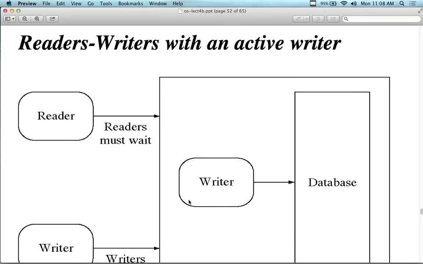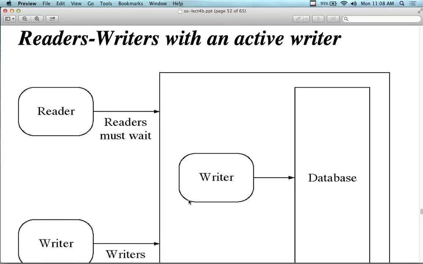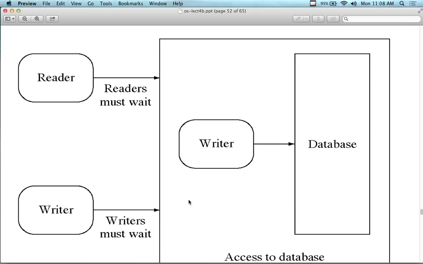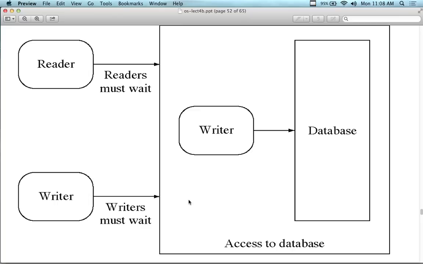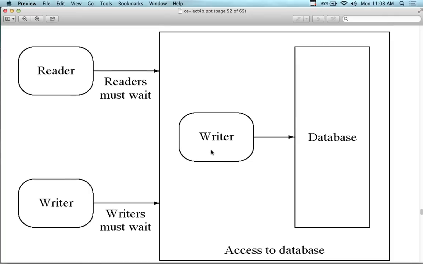So it's a little bit more problematic. So what normally happens is you block the writer. Well, here's a scenario with an active writer. What are you going to do? Block the readers. So the readers have to wait because the writer's updating something. You don't want the reader to read the wrong value if the writer is writing something. So the access to the database for writers is a one-shot deal as well.